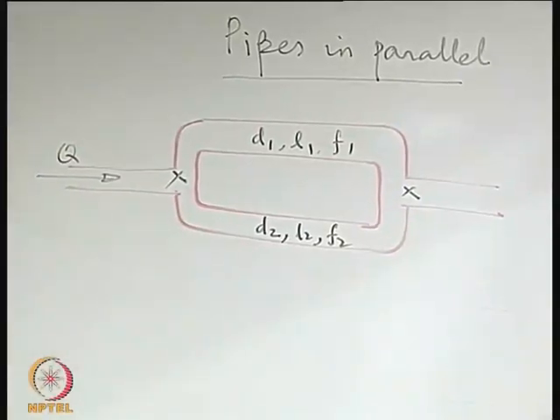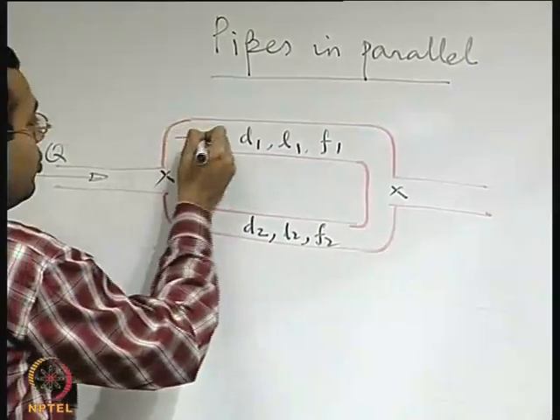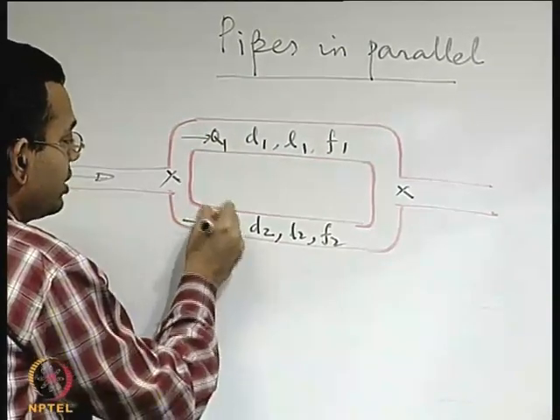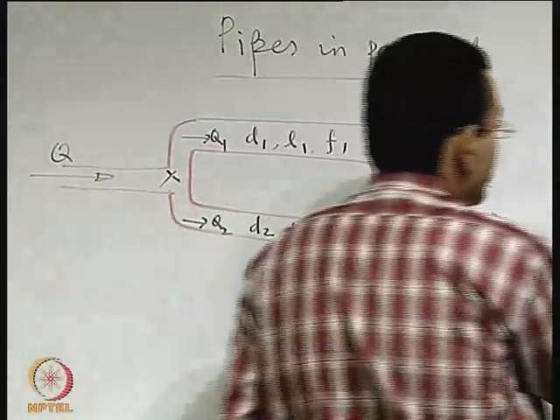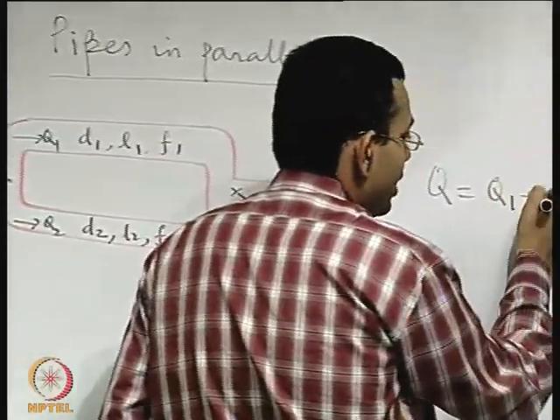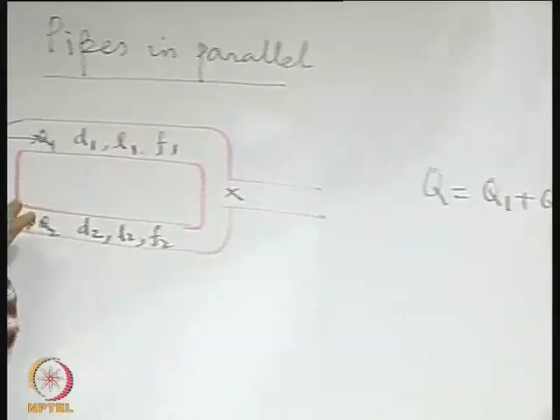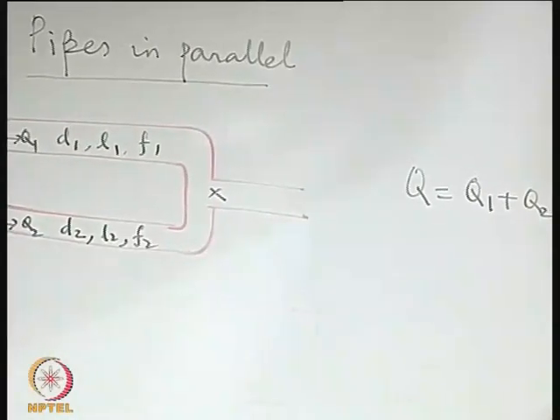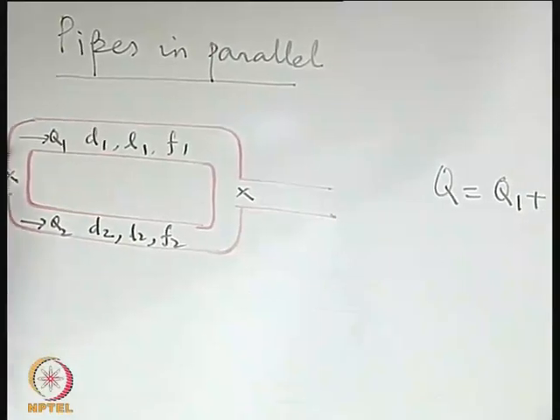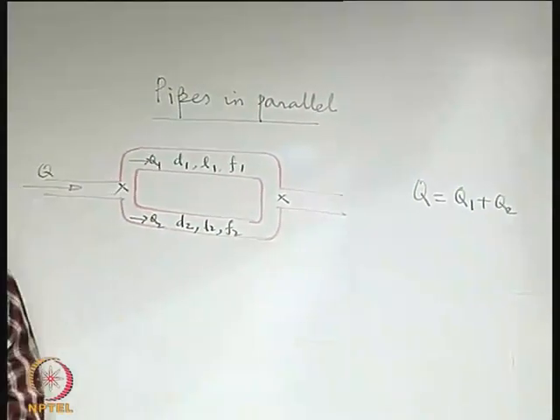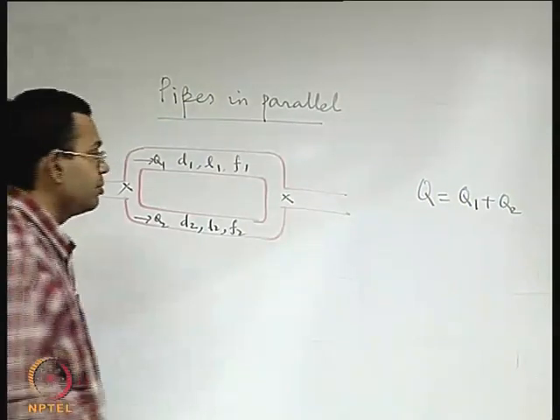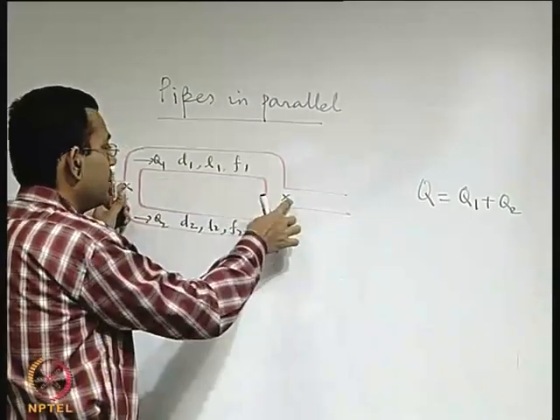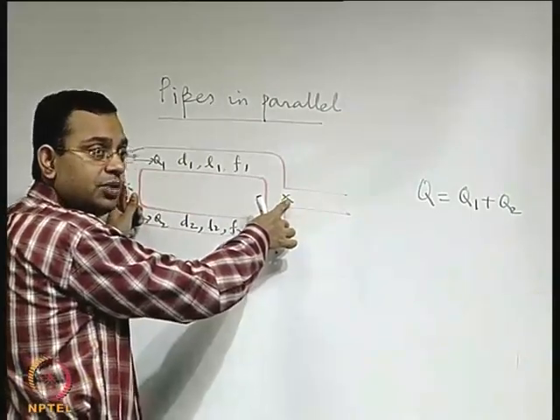So let us say that Q1 is the flow rate through this one, Q2 is the flow rate through this one. You can say that Q is equal to Q1 plus Q2 if you consider the node given by the cross, just like Kirchhoff's current law. So Q is distributed as Q1 and Q2. Then what about the head loss? Head losses are the same, because eventually you are talking about the difference in energy between these two points.